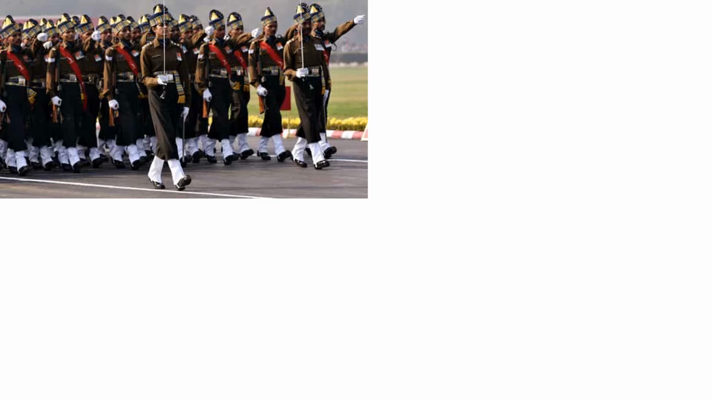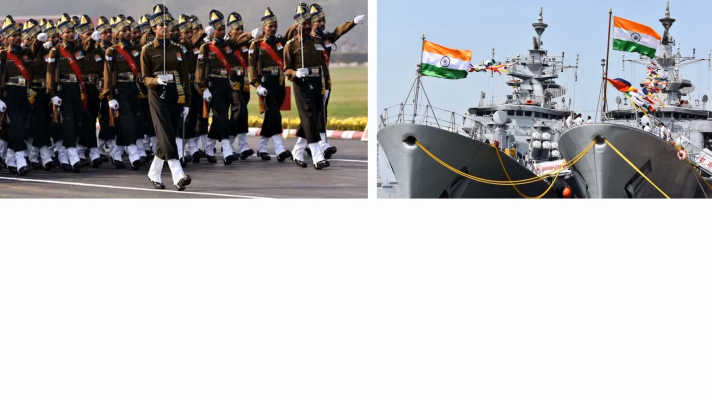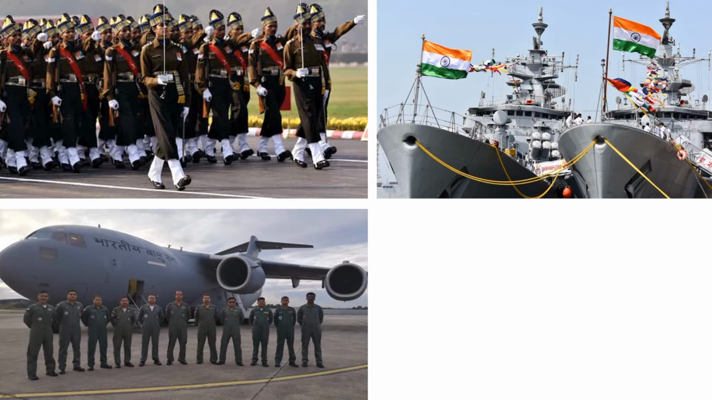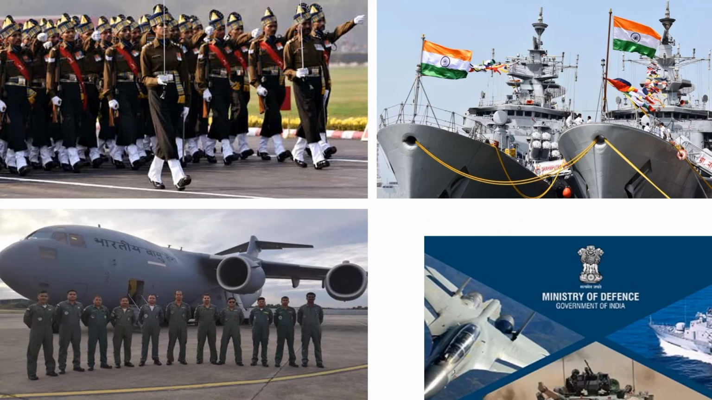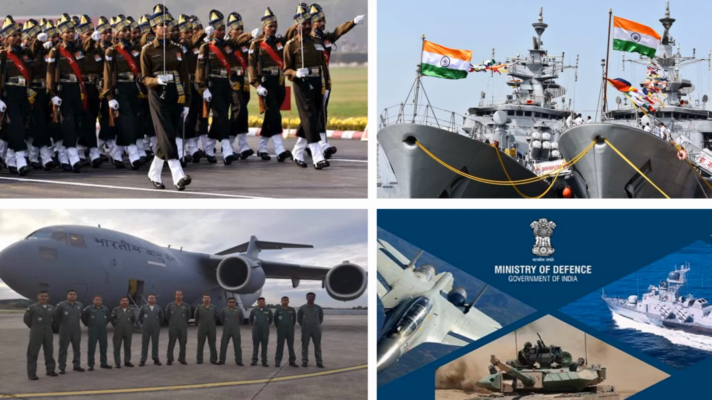India's security system includes the Army, the Navy, and the Air Force that defends the country. The responsibility of protecting the geographical boundaries is of the Army. The Navy protects India's coastline. The Air Force is in charge of protecting India's airspace. The Ministry of Defense controls these three forces.